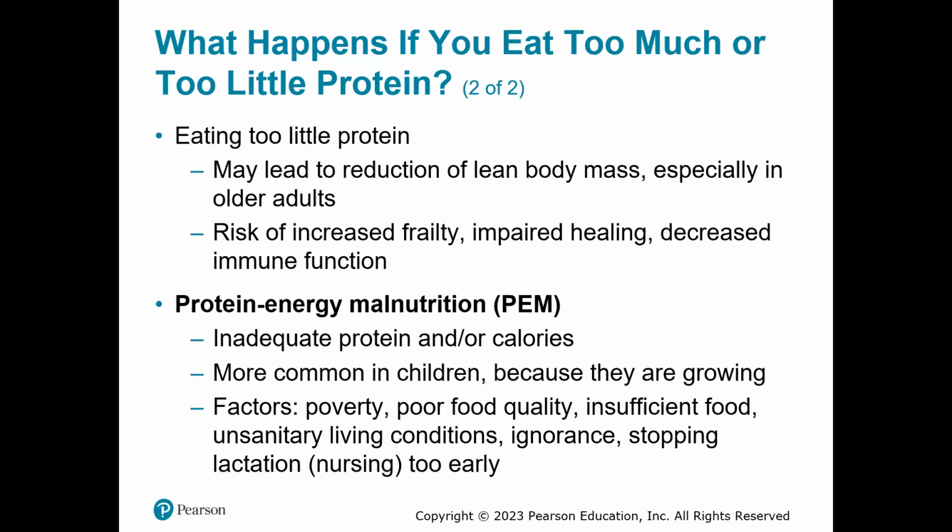All right. Too little protein is a risk for older adults. If you don't eat enough protein, you end up with a reduction of lean body mass, meaning that your body breaks down the proteins in your body, which leads to increased frailty, impaired healing, decreased immune function. All of that stuff is a greater risk for older adults. Or you can end up with protein energy malnutrition, which is more common in children because they're growing. Kids can be picky about what they eat sometimes, or they may live in conditions where they have food insecurities. They don't really know where their next meals are coming from, or they're not getting high quality nutrition due to poverty and stuff like that. So all of that can be more of a risk in kiddos.